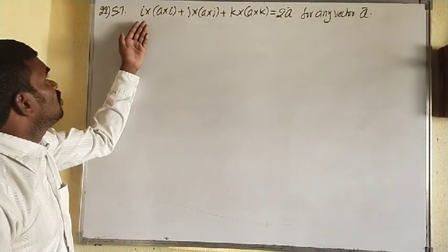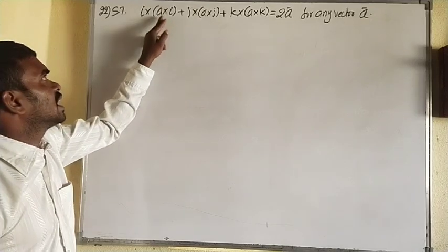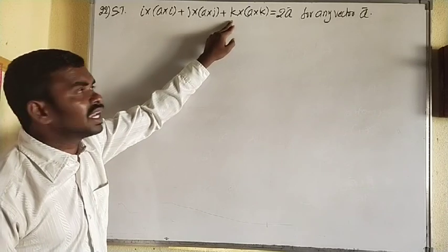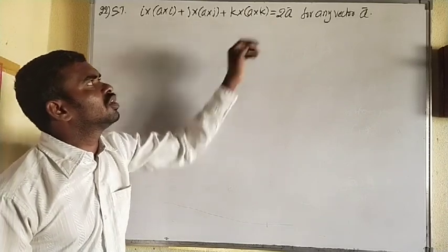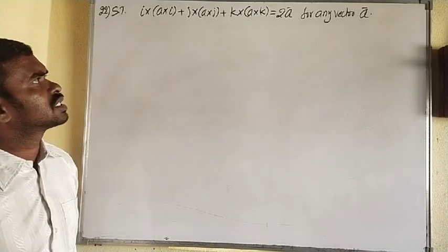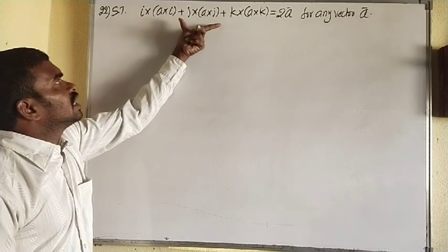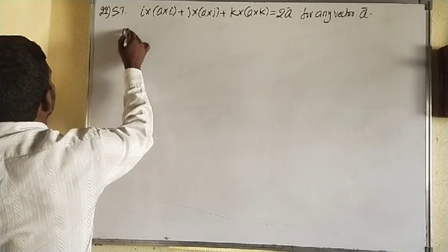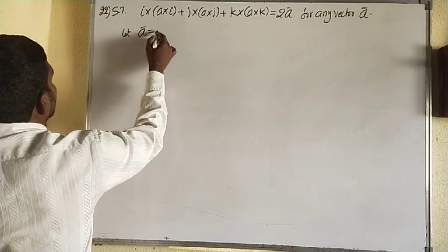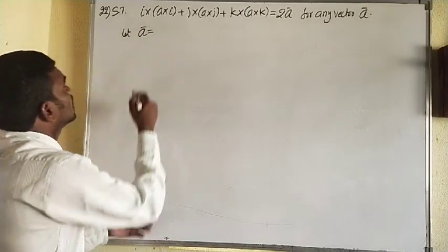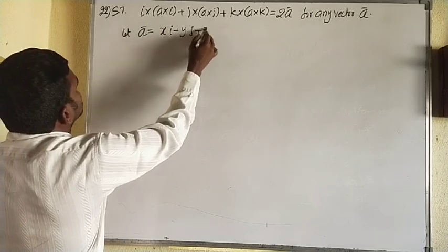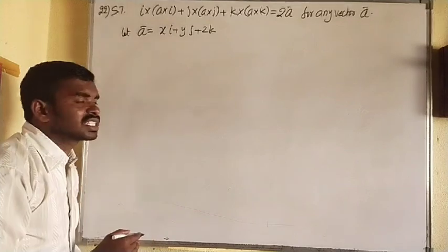Next problem, show that I cross A cross I plus J cross A cross J plus K cross A cross K is equal to 2A for any vector small a bar. So take LHS, simplify, we get RHS. But before that, let A be some vector, xi plus yj plus zk. I am taking some A as xi plus yj plus zk.